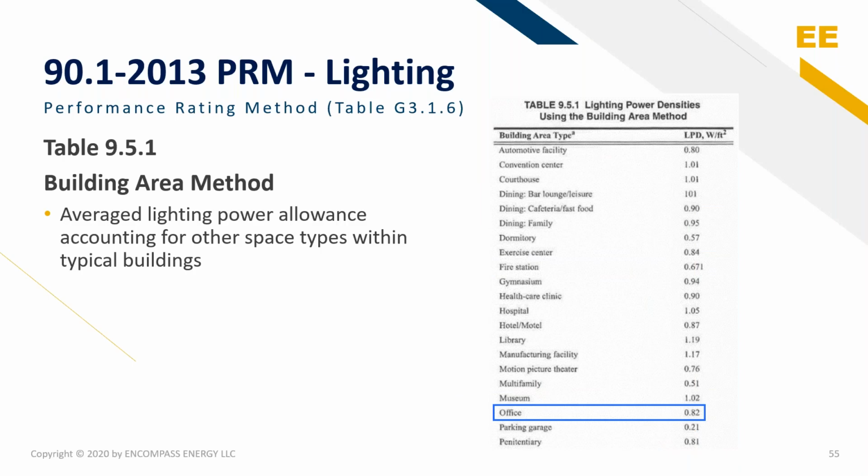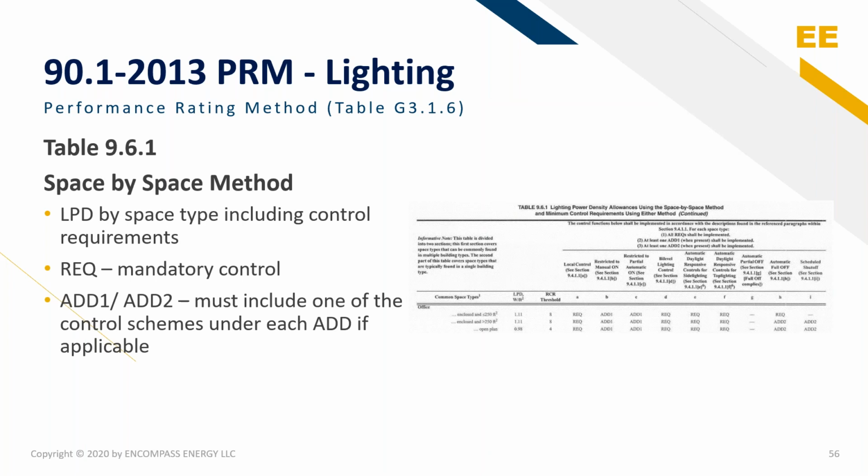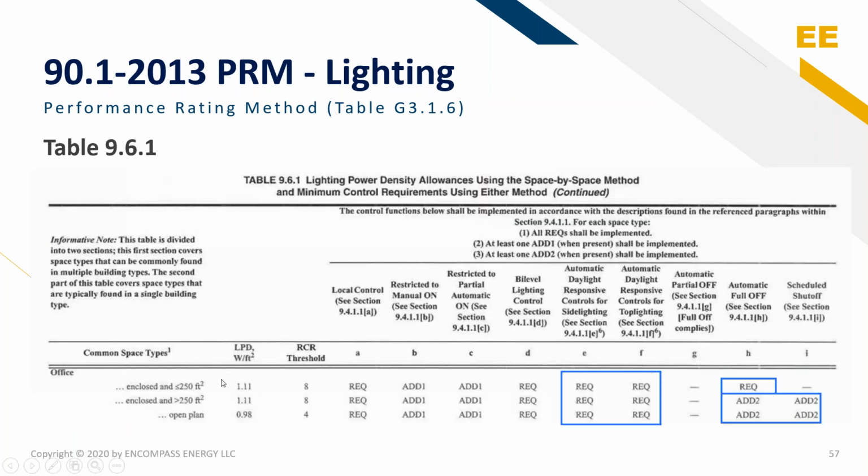So quickly, building area method. Again, if you have a large office, you could use one allowance, 0.82, which is an amalgamation of all the space types within an office. You get one number. Very simple. Space by space looks a little more detailed in that, if you pick an office, you have a lighting power allowance, you have RCR, which we won't go through today, but if you have questions, you can ask. And then you have a whole set of control requirements.